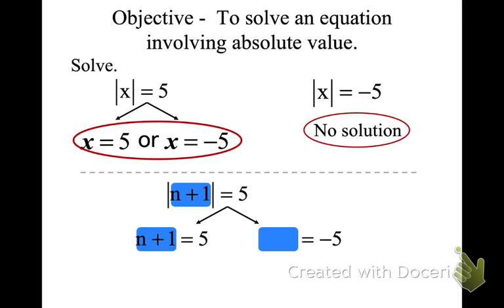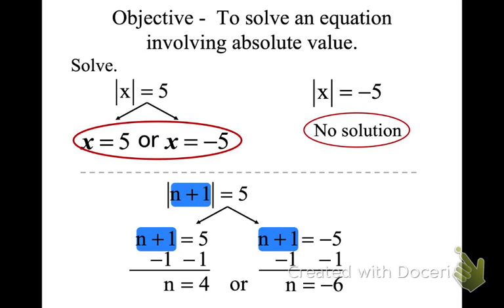So I have n plus 1 equals 5. I'm subtracting 1 from both sides. I get n equals 4, and I have n plus 1. Same thing goes inside that blue. n plus 1 equals negative 5 goes here. I'm going to subtract 1 from both sides, and notice negative 5 minus 1 makes negative 6. So what this is saying, we have to account for those 2 different measurements that equal 5 units.